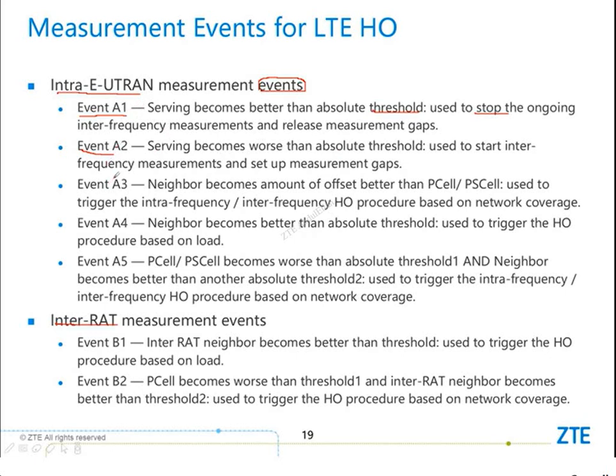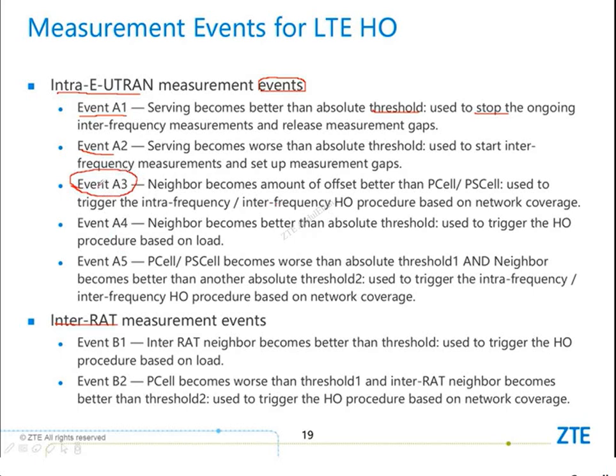Okay, after measurement, how to make the judgment? In the LTE system, the judgment is based on A3, A4, or A5. Please pay attention, it's "or", not "and". So that means during the handover judgment, we can select one of them. And normally, we select A3 because event A3 is easy to judge.